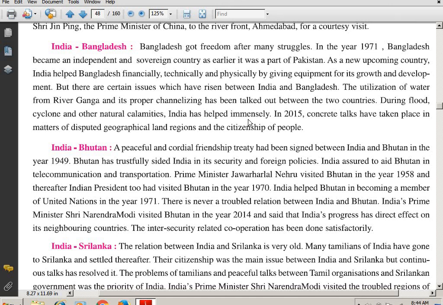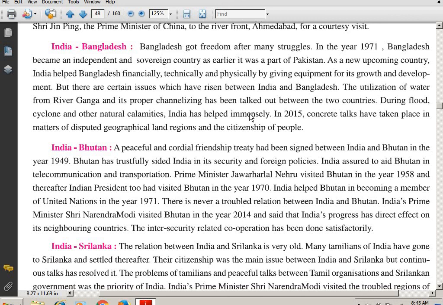In 2015, concrete talks took place on matters of disputed geographical land regions and the citizenship of people. So students, what happened? In the map where Bangladesh is, Bangladesh was earlier part of Pakistan. Maybe people were struggling and did not know, when they became independent, whether they belonged to Bangladesh, India, or Pakistan.